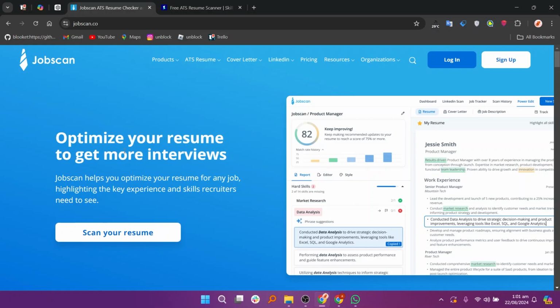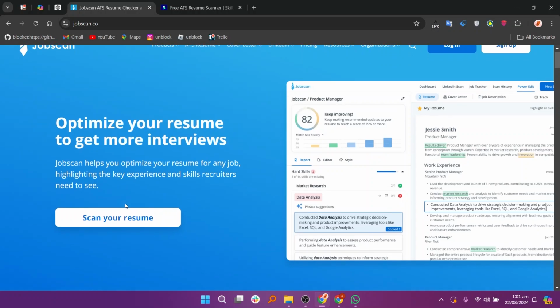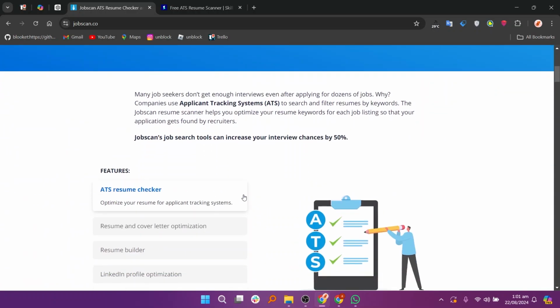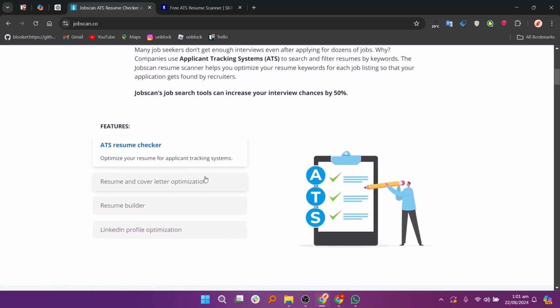Jobscan and SkillSyncer are both tools designed to help job seekers improve their chances of getting noticed by employers, but they have different strengths. Jobscan is known for its powerful resume and LinkedIn optimization features. It scans your resume against job descriptions, providing keyword suggestions to help you pass through applicant tracking systems, or ATS. It's ideal for those looking to tailor their applications precisely to job postings.